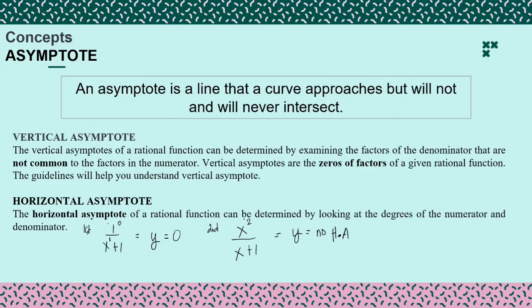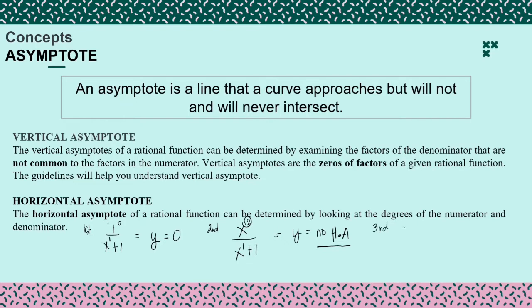So, let's identify the highest degree of the numerator. 2. Yung highest degree ng nasa denominator natin is 1. So, ibig sabihin, mas mataas si numerator kaysa kay denominator. Automatic, no horizontal asymptotes. Next, the third case.